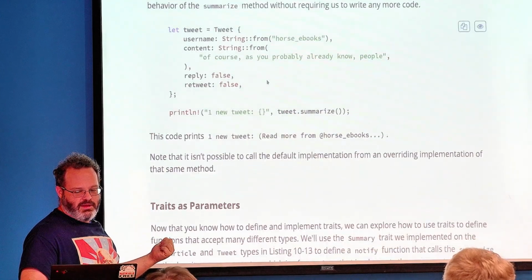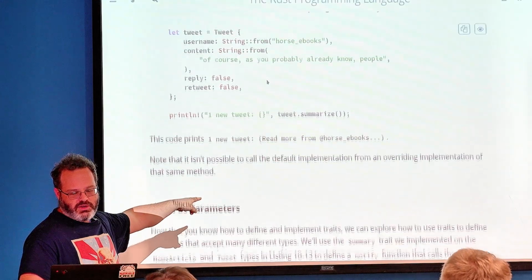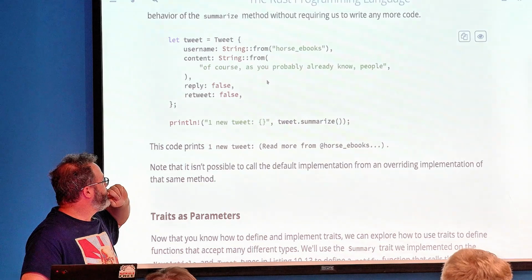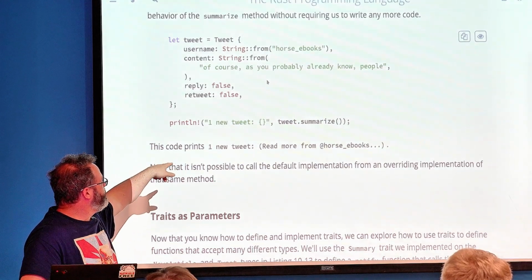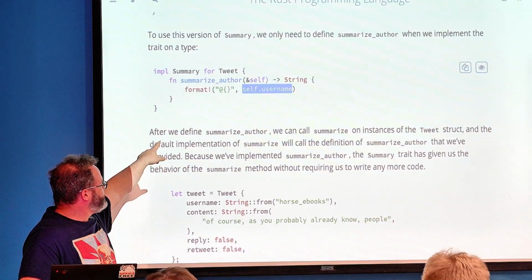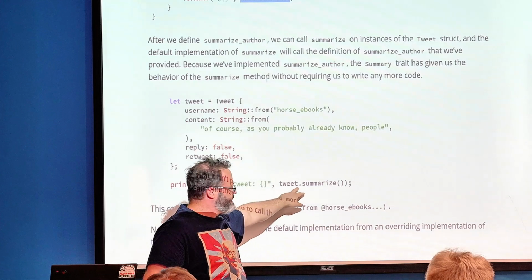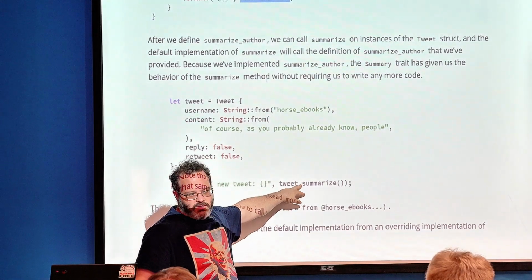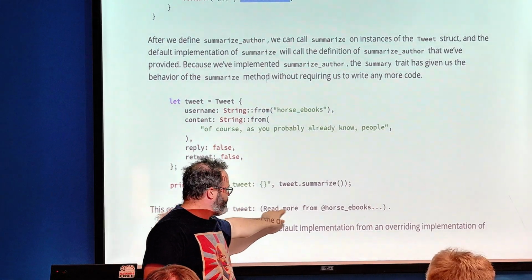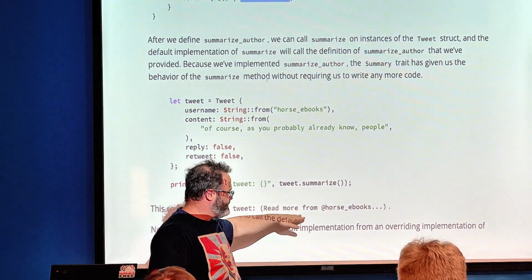OK. And then this is what this looks like. One new tweet, read more from Horse eBooks. And that works, right? So we see down here, when we implement it, we implement a custom summarize author, but we rely on the blanket implementation, the default implementation for summarize. And it does the rest, right? The whole entire read more from, that's the blanket, the default implementation.